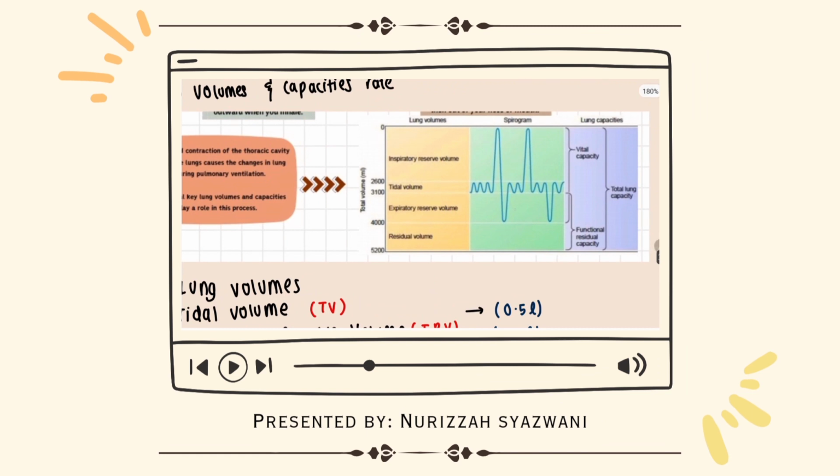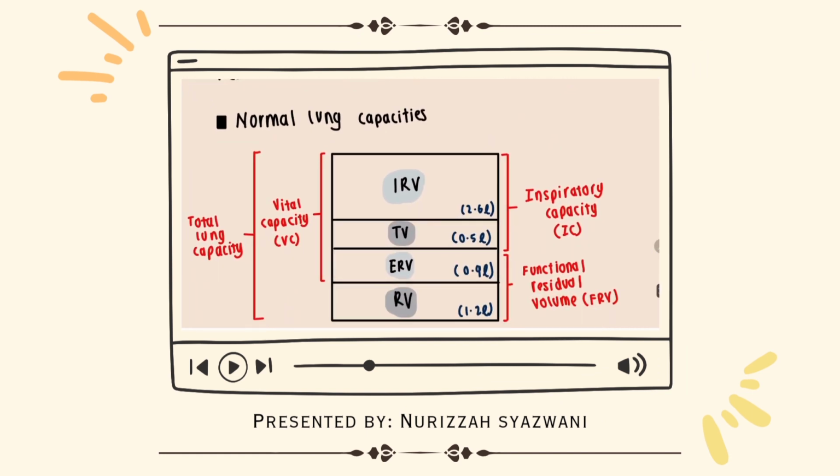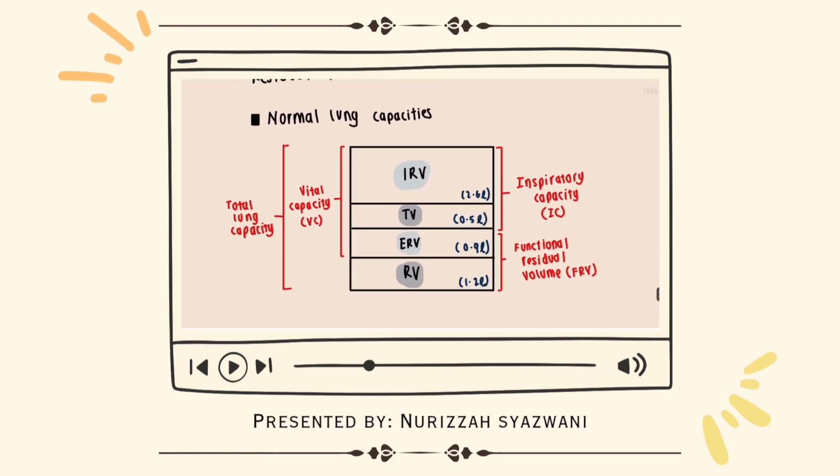Based on this diagram, we can further simplify it into this table that shows how a normal lung capacity works. We start off with the tidal volume, which consists of 0.5 liter of air, and above it we have the IRV, which is 2.6 liters, and below the tidal volume we have the ERV, 0.9 liter, and at the bottom part we have the residual volume, which consists of 1.2 liters of air.